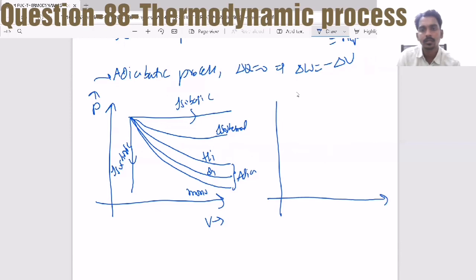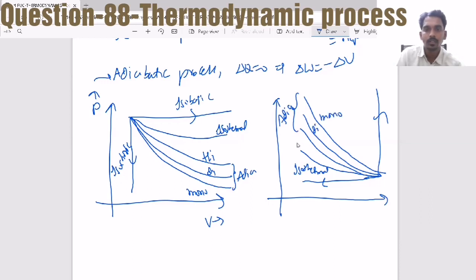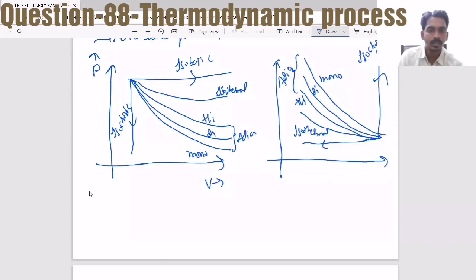And if you consider compression, it will come like this. So now this is isothermal and these three are adiabatic, and this is mono, this is di and this is tri, and this is isochoric. And the first graph is in case of expansion because volume is increasing, and the second one is in case of compression.